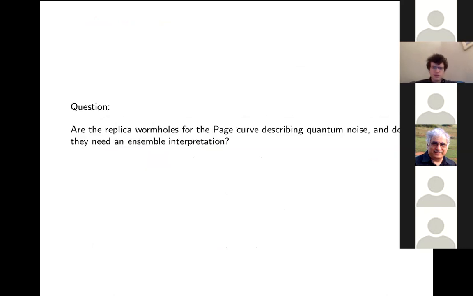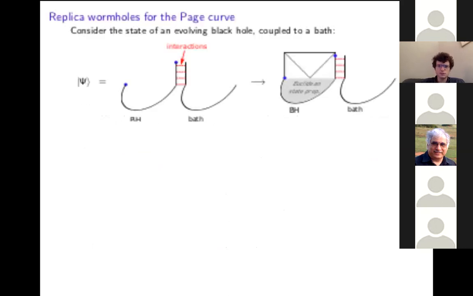So now we can come to the question that we want to address in the talk, which is, are the replica wormholes for the Page curve describing quantum noise like this? And do they need an ensemble interpretation? So does the wormhole computation we're doing with gravity require an ensemble interpretation in the same way that the double cone wormhole requires an ensemble interpretation? Okay, so let's discuss a case where replica wormholes are relevant. So this slide's going to be a little bit annoying. It's a bit of setup for the case we're going to describe, sort of fixing the notation of the pictures.